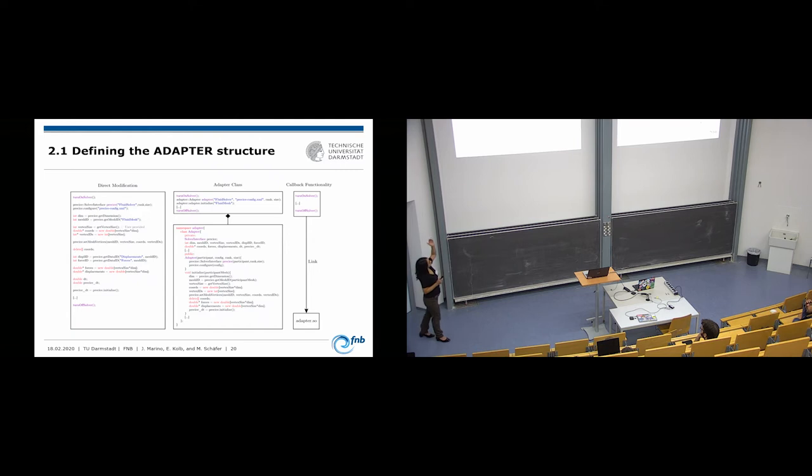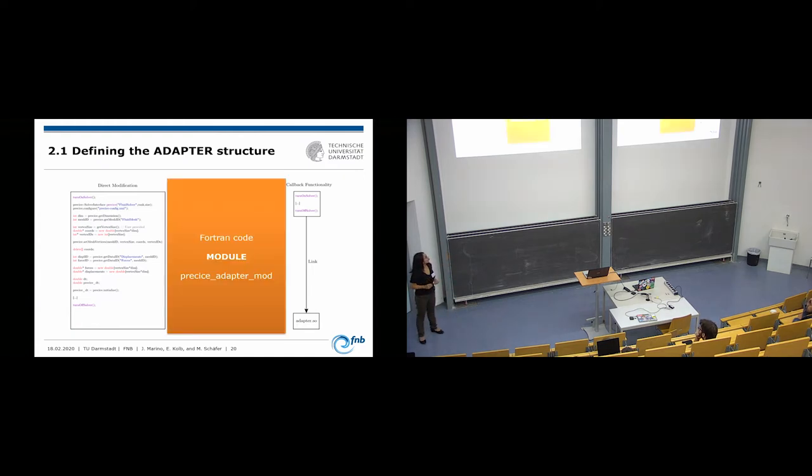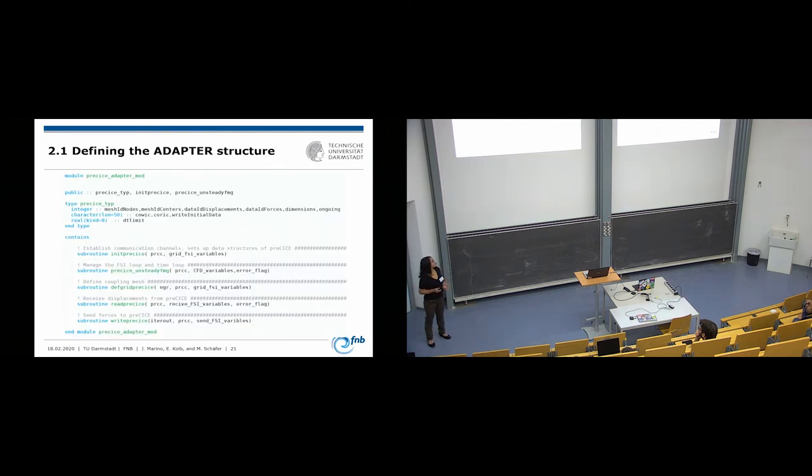Therefore, we decided on the adapter class because we want to have everything from preCICE in only one part of the program and make it easy to check mistakes. So we took this idea into the Fortran code. This idea is a module, and our module looks like this structure. Basically we have five subroutines.